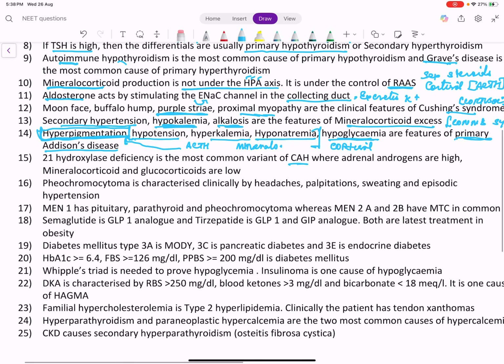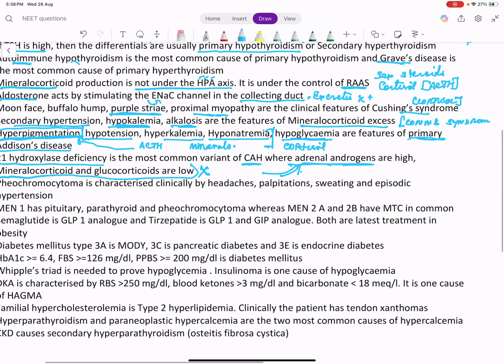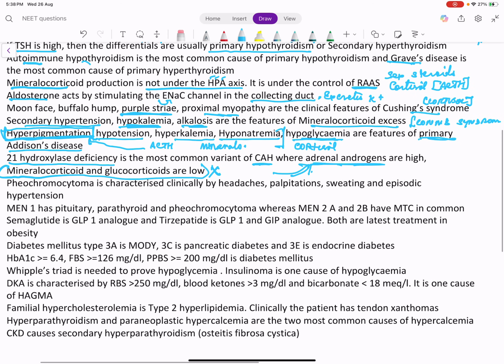Now another disease of adrenal is congenital adrenal hyperplasia, where there is a problem in an enzyme called 21-hydroxylase. Because of this, the sex steroids become high because cortisols are not produced. Mineralocorticoid and glucocorticoids are not produced. The entire pregnenolone is getting converted to adrenal androgens. So adrenal androgens are high, mineralocorticoids are low. So this causes virilization in females, or premature puberty in males.